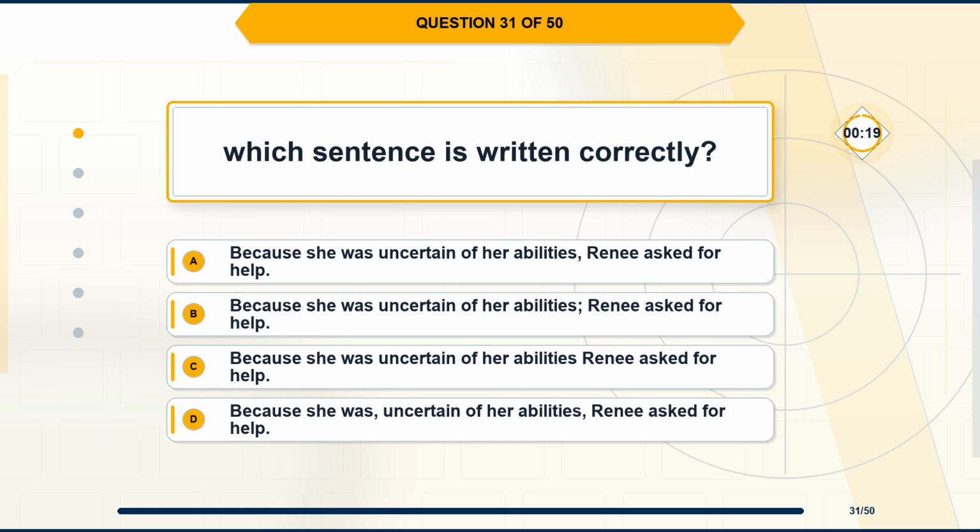Question 31. Which sentence is written correctly? Option A, because she was uncertain of her abilities, Renee asked for help. Option B, because she was uncertain of her abilities, Renee asked for help. Option C, because she was uncertain of her abilities, Renee asked for help. Option D, because she was uncertain of her abilities, Renee asked for help.